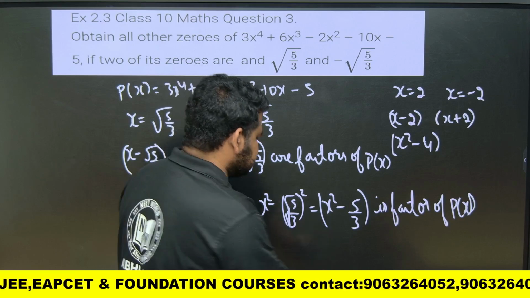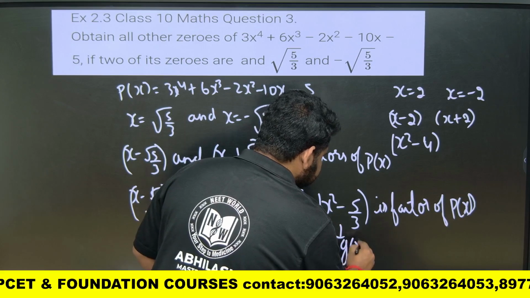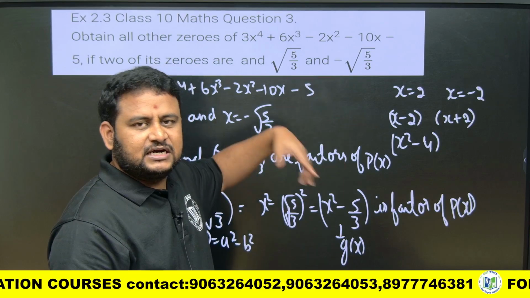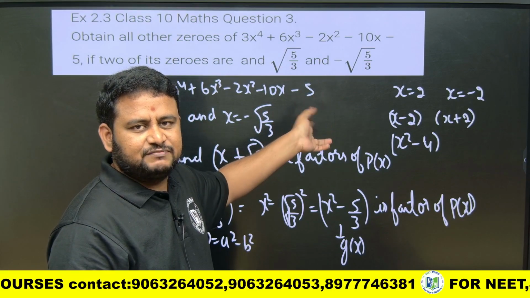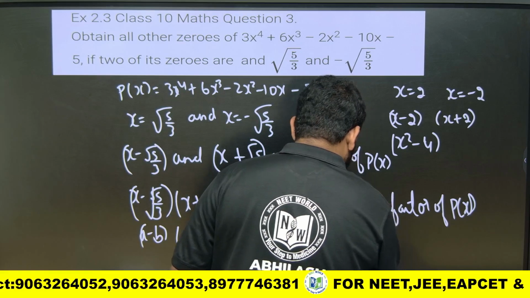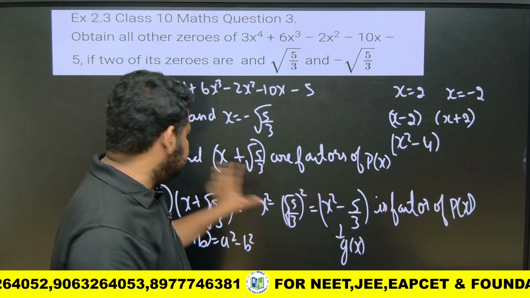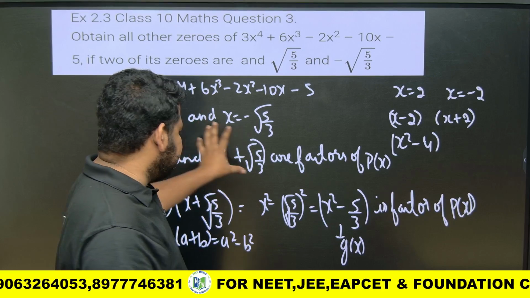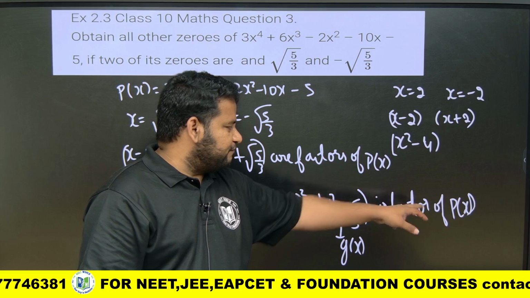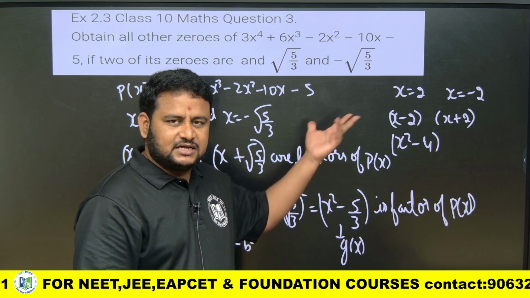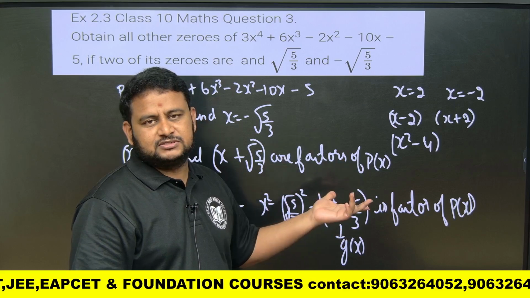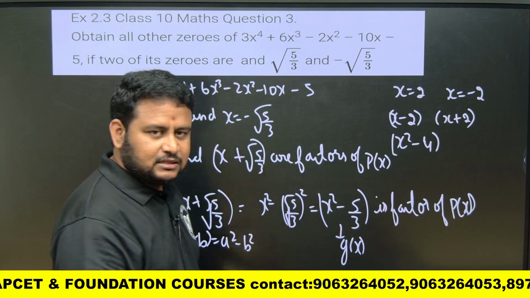That means, let us take this as g of x, and let us divide p of x by g of x. What is the quotient we will get? That also we will factorize, then we will get another 2 zeros. So first we will get the g of x. If you bring it this side, make the factors and multiply, we will get g of x. Then for p of x, if you divide it by g of x, we will get another quadratic equation. That quadratic equation if we solve, we will get another 2 zeros. That's all. Then the question is done.